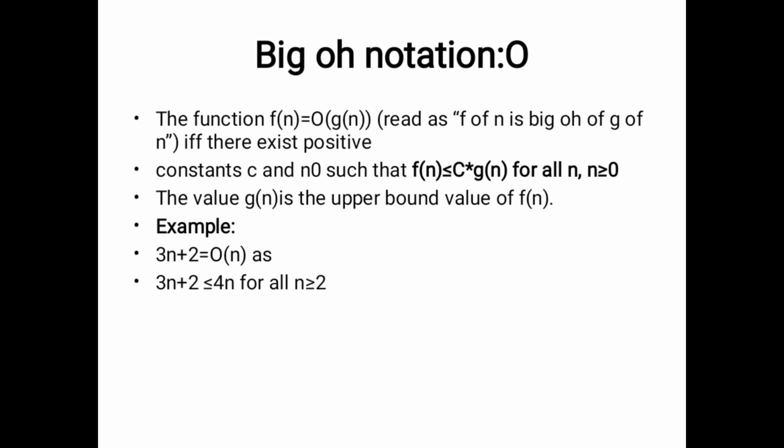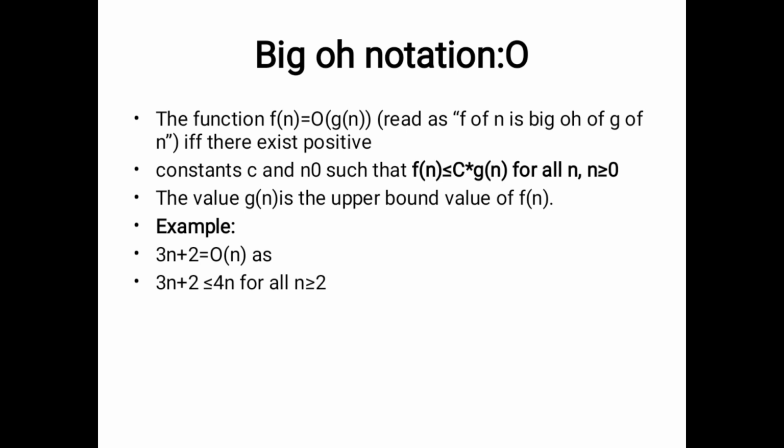Good morning, students. Today we have to discuss asymptotic notations. Here, asymptotic notation is used to represent the time complexity. Time complexity is divided into best, worst, and average cases, and we have to indicate them with some notations.